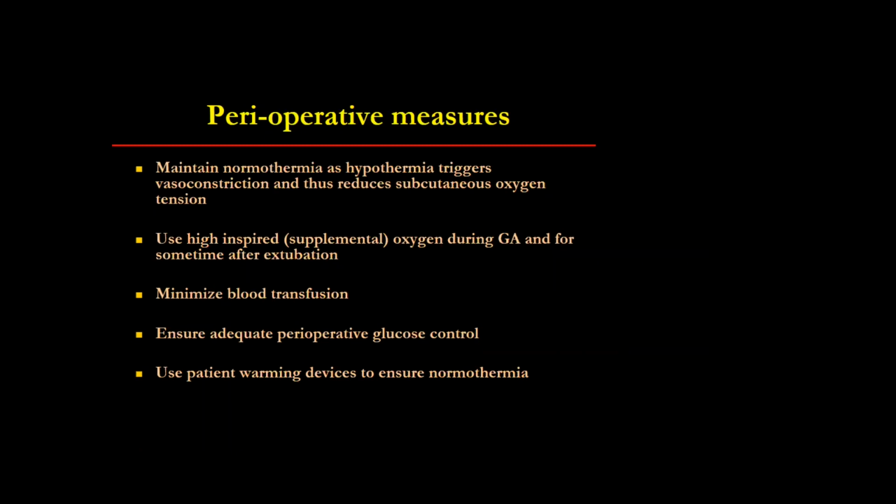Now, this is a request for the anesthesia colleagues. You all also have a very important role to play in preventing surgical site infections. It is not just making the patient sleep and making him wake up at the end of the surgery. Maintain normothermia, because hypothermia triggers vasoconstriction and this decreases subcutaneous oxygen supply. And this is again the reason why smoking is this thing. If possible, use high oxygen during GA and for some time after extubation. Minimize blood transfusions, ensure good intraoperative sugar control, and use patient warming devices to ensure normothermia.